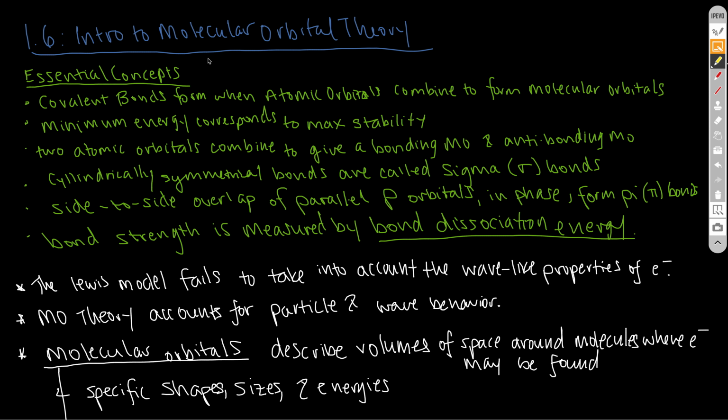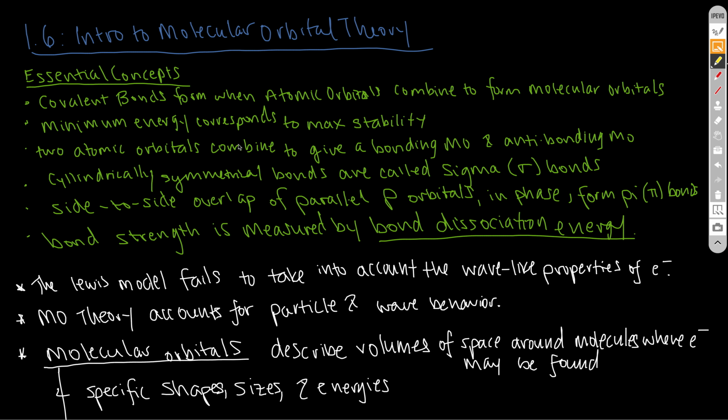All right, in this section 1.6, we're going to do a brief introduction into molecular orbital theory. So the essential concepts are listed here. Covalent bonds originate from atomic orbitals. Individual atoms' orbitals can overlap, and when they do, they form molecular orbitals. These molecular orbitals are three-dimensional regions where the electrons can exist, forming bonds. And wherever there are minimum energy wells, that corresponds to maximum stability.